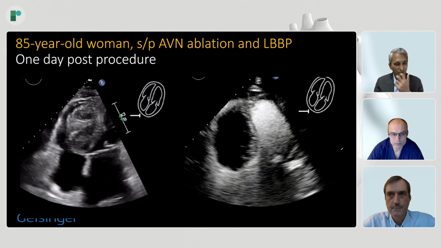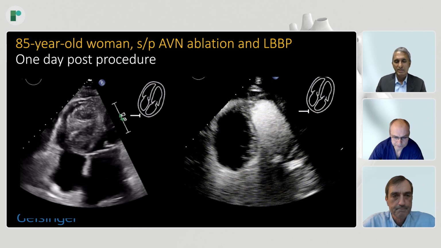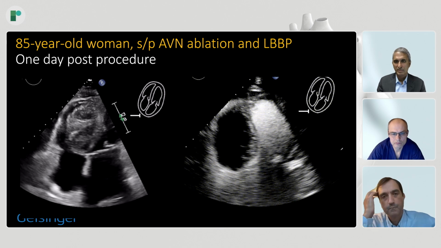This was a patient 1 day post left bundle branch pacing lead implantation with a very large hematoma. I just want to ask the panel, have you encountered this? How often? And if so, what do you do to manage these patients? In the literature, there are a few cases reported.